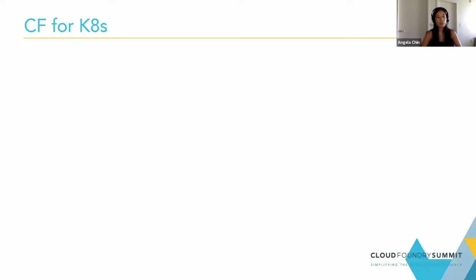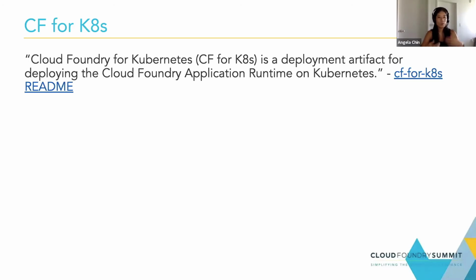So hopefully you were all able to attend the previous session where Eric and Andrew did a deep dive into CF4K8s. But if not, we're going to do a quick refresher on what exactly this project is. So CF4K8s is a deployment artifact that allows us to run Cloud Foundry on top of Kubernetes. This project has two main goals.